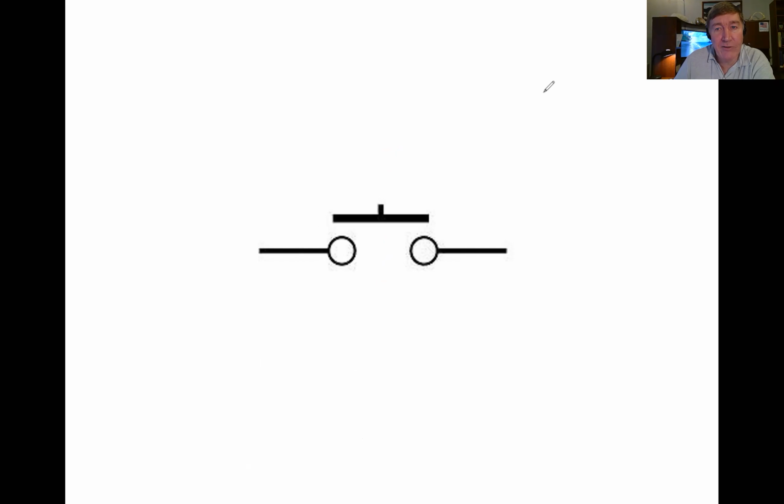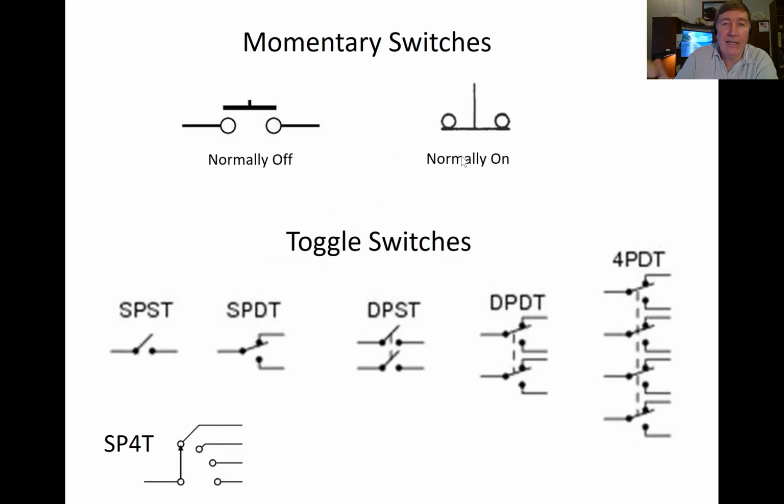Now, there are other kinds of momentary switches. What you see on the right side now is a normally on momentary switch. Again, imagine that there's a little spring right here. If I'm not pushing the button, the spring is pushing it up here. And so you can see that the left side and the right side are connected, so electricity can flow.